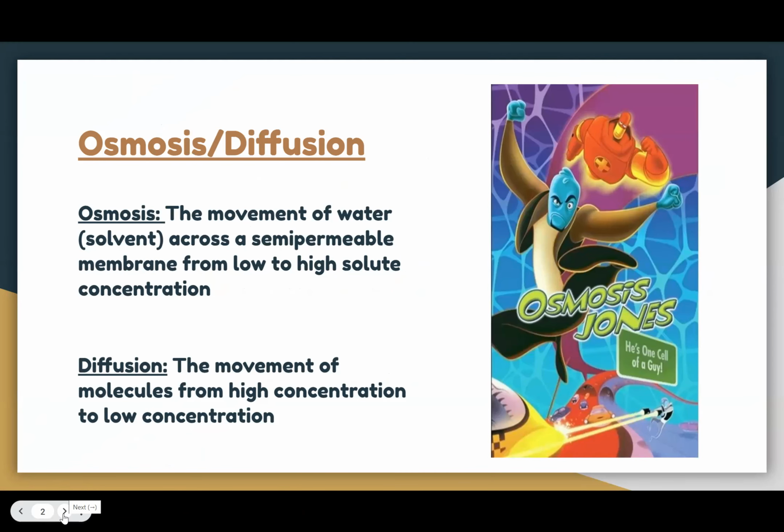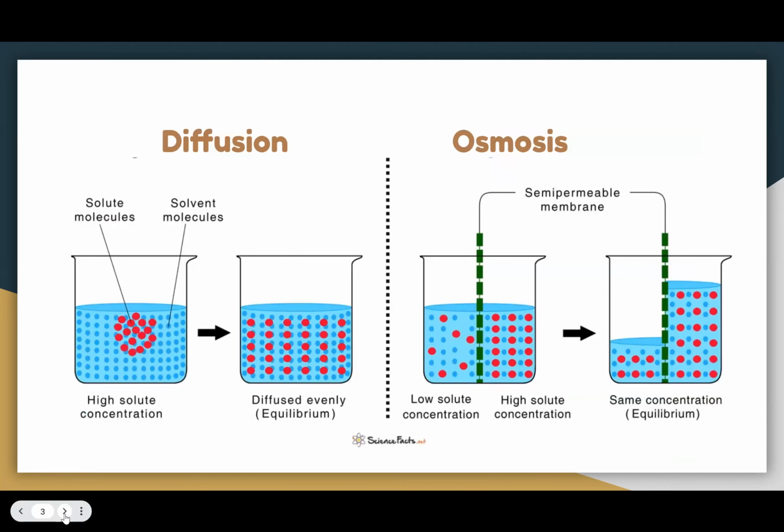So osmosis is a movement of water, the solvent, across a semi-permeable membrane from low to high solute concentration. Diffusion is a movement of molecules from high concentration to low concentration. And we have a picture of what diffusion and osmosis looks like.